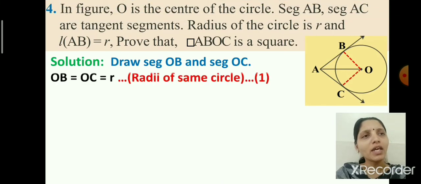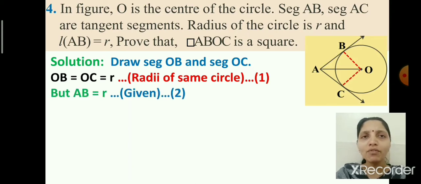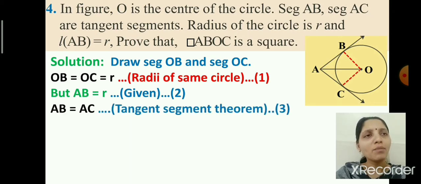OB is equal to OC is equal to R. Reason is radii of the same circle. Write this equation as equation 1. Now length of AB is given as R. So that will be your second equation. AB is equal to AC by tangent segment theorem. Length of AB will be equal to length of AC. So write this equation as equation 3.